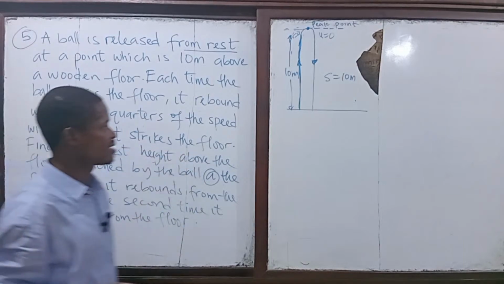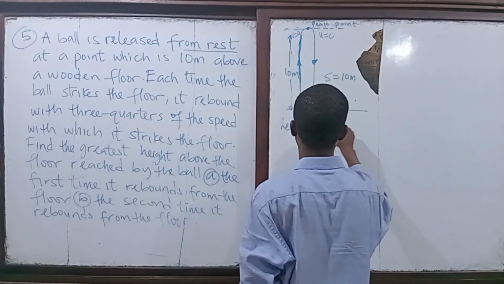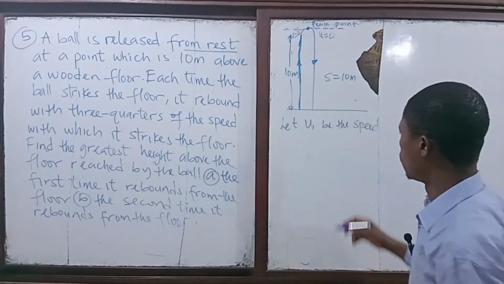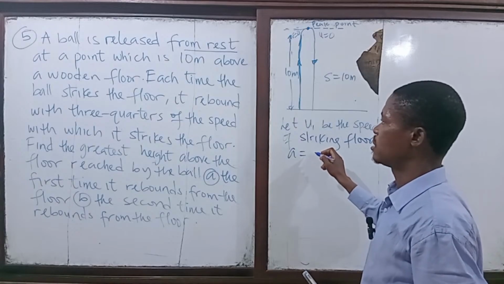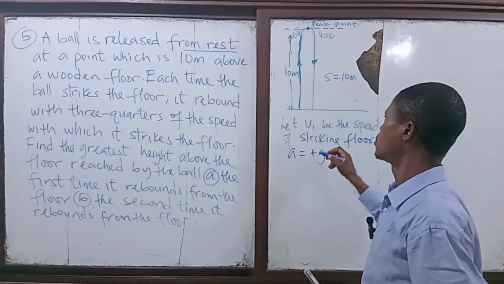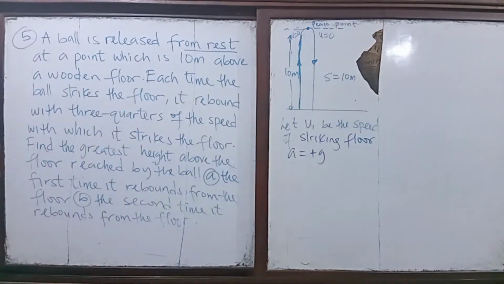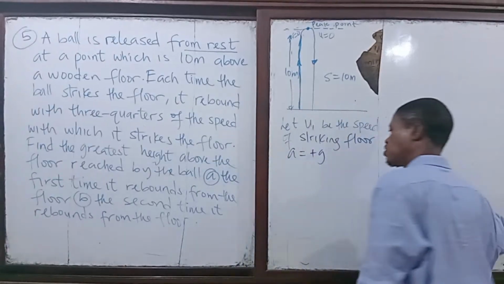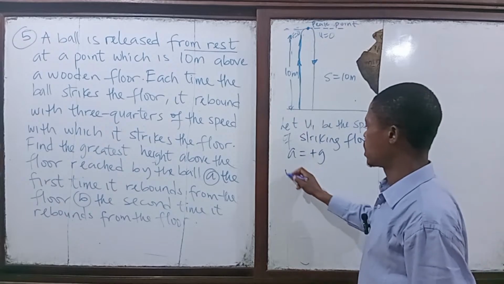So let u1 be the speed at which it strikes the floor, and g, the acceleration, is vertically downward. That's a plus g. That's my acceleration. What again do we have? We need to get u1, the speed at which it strikes the floor. We can use this equation.